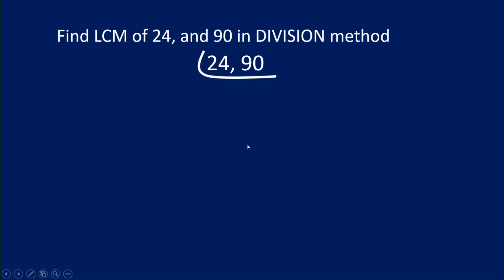Now take the first prime number, 2 here, as these two are even numbers. Now divide this 24 by 2, we get 12 here, and divide this 90 by 2, we get 45 here. So we have divided these two numbers by the first prime number 2, as these two are even numbers.